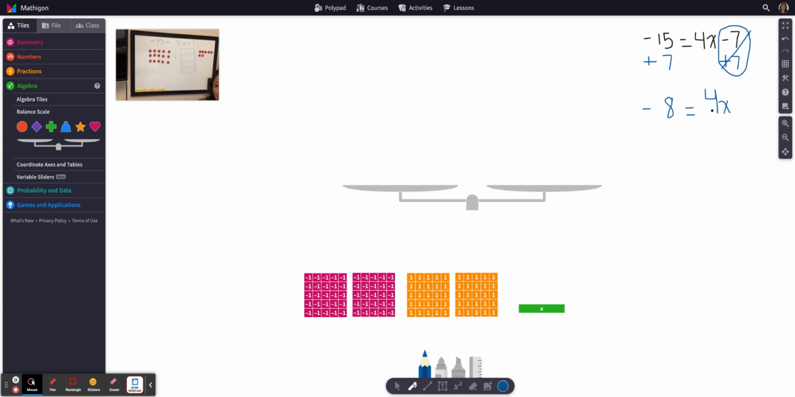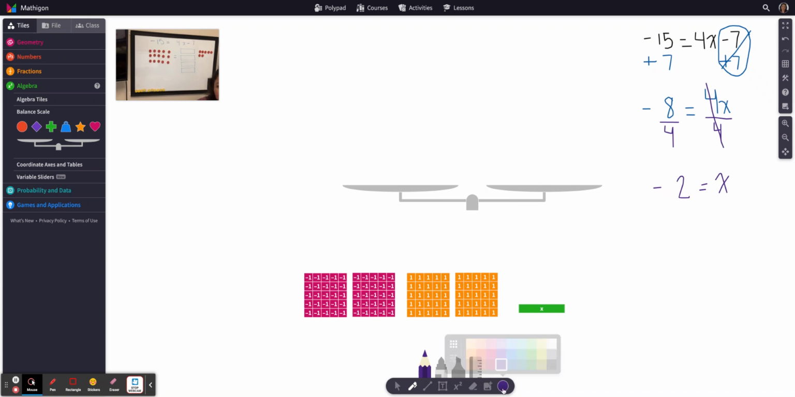At this point, I have a 4 and an x next to each other. Since there's no sign in between them, we know that's multiplication, and the inverse operation for multiplication would be division. Again, properties of equality say whatever we do to one side, we must do to the other. So 4 divided by 4 is 1. 1x would be x, is equal to a negative divided by a positive, which is going to be a negative. 8 divided by 4 would be 2. So according to the work that we did, our answer is supposed to be x equals negative 2.